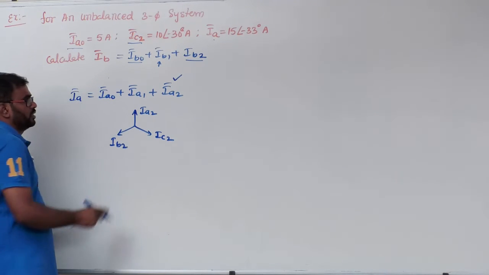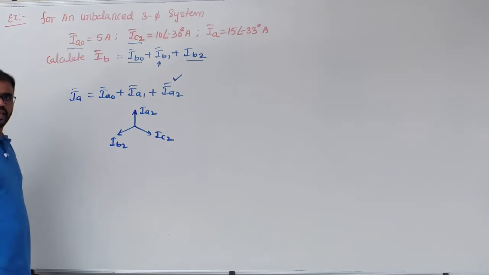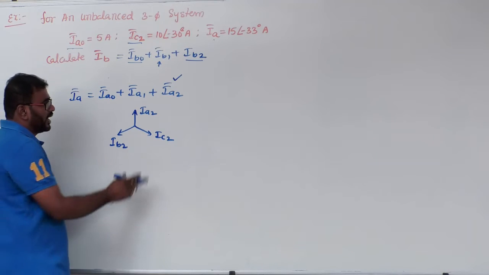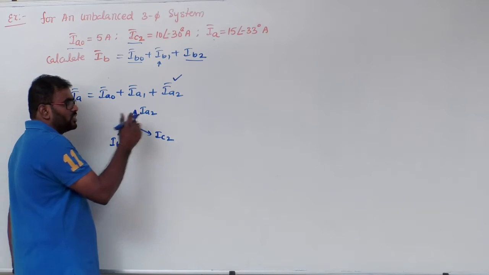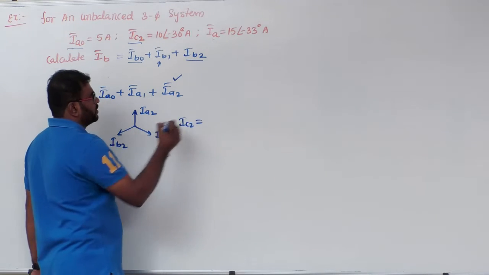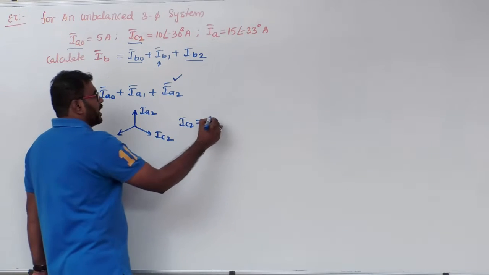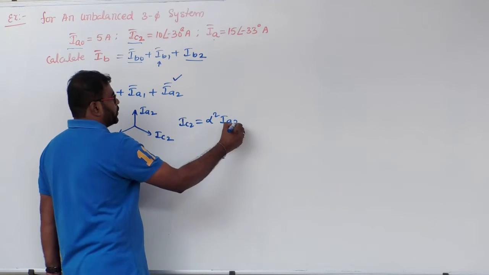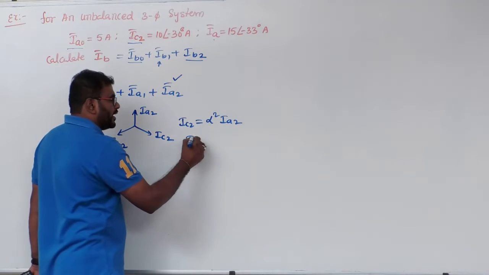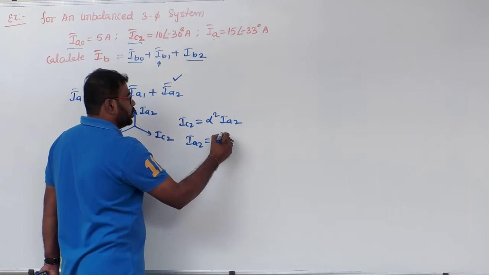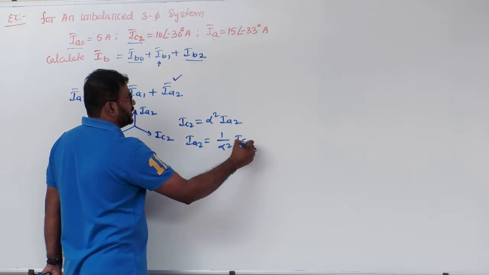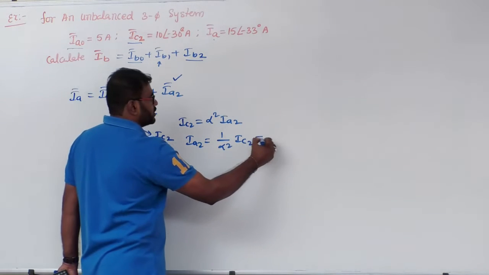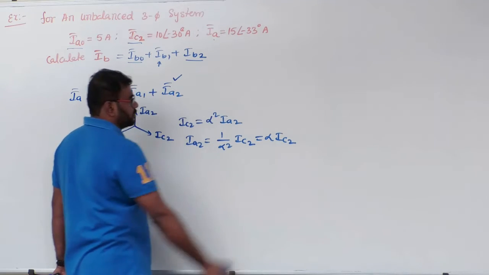IB2, ACB sequence, negative sequence. Now let's see, IC2 is given. We can write IC2 as alpha square times IA2. Now what about IA2? It is 1 by alpha square times IC2, so that means alpha times IC2.